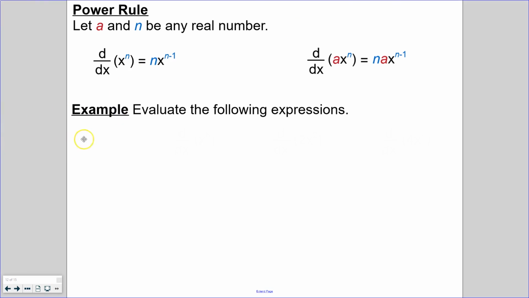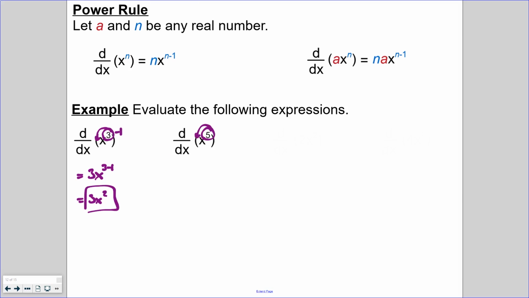So let's go ahead and look at some examples. Our first example is going to be taking the derivative of x cubed. So, based on the formula, we said we're going to take the exponent, we're going to multiply it to the coefficient and subtract 1. So this will give us 3x to the 3 minus 1, or 3x squared, as the derivative. Next up, we're going to take a look at the derivative of x to the 5th. Again, we'll take the exponent, we'll multiply it to the coefficient, giving us 5x. Then we will subtract 1 from the exponent, 5 minus 1, which gives us 5x to the 4th power as the derivative.